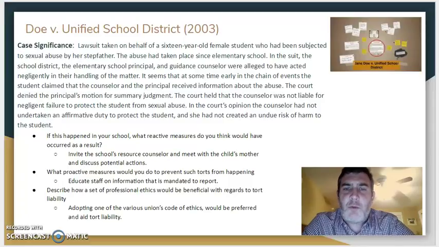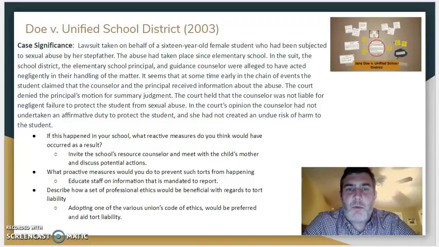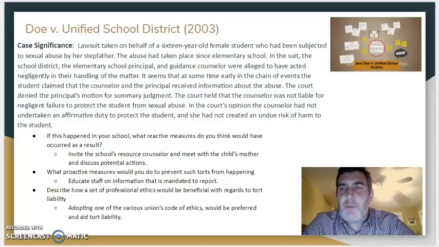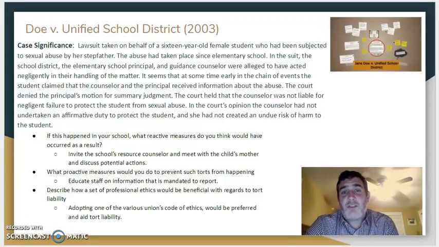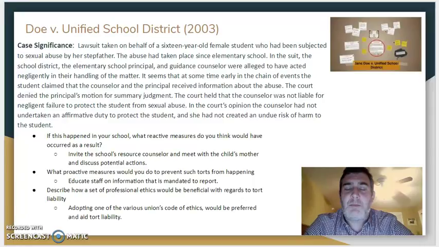But if this happened in our school, what are the reactive measures? We have a school resource counselor who works with these types of situations. Definitely contacting them and having a meeting with the child's mother to discuss potential actions if they need help or assistance towards the stepfather, if there needs to be a conversation happening with other parties involved as well. What proactive measures would you do to prevent such torts from happening?